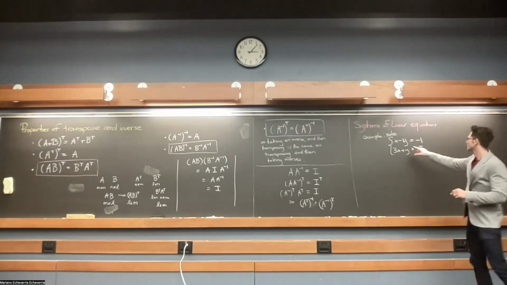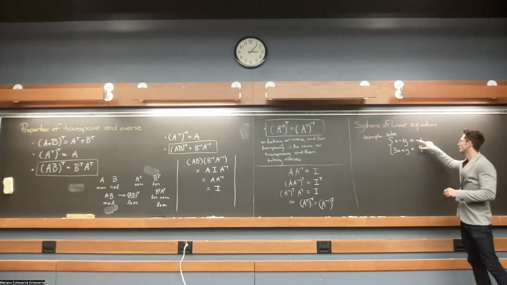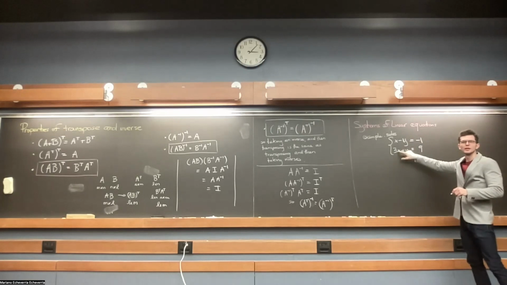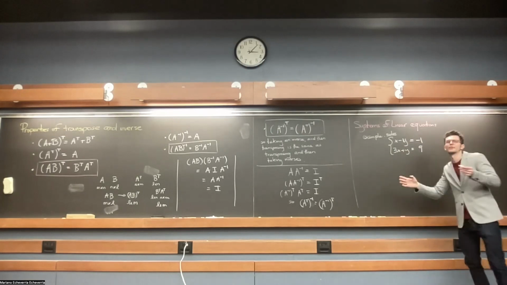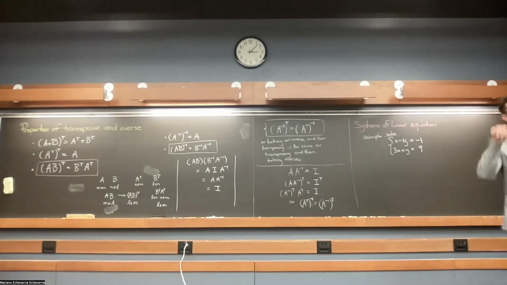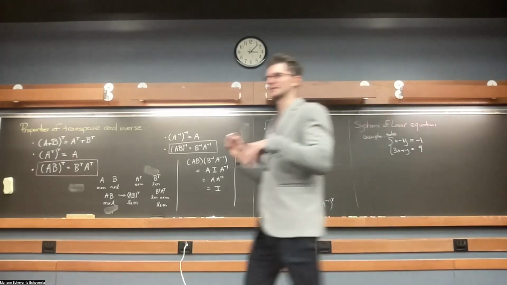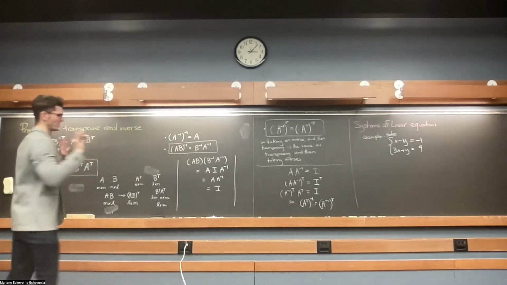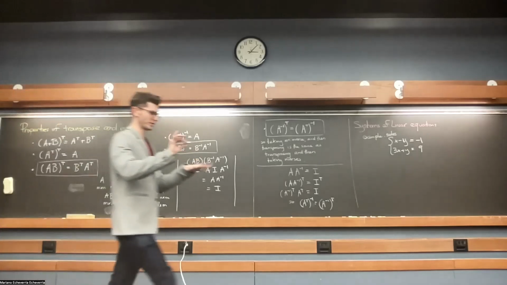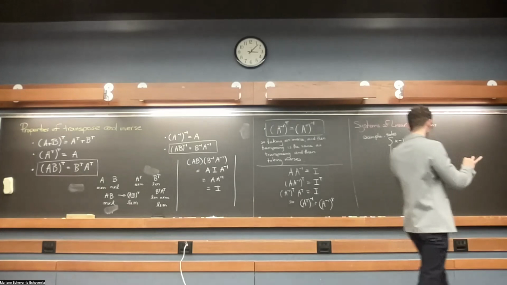You could have taken the first equation to say x is y minus 1, right? Then you substitute that in the second equation and solve for y, and once you have the value for y, you go back and plug that into the equation for x, and that's how you would find the values for x and y. That's not what we're going to do. We're going to do something a little bit more systematic.